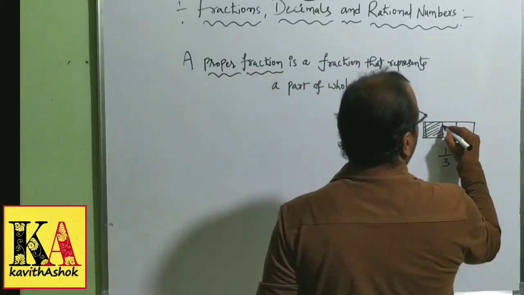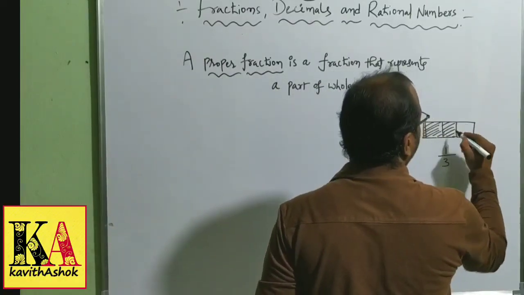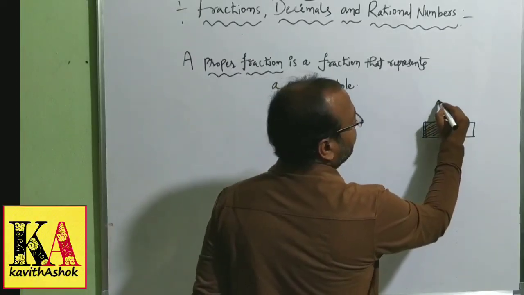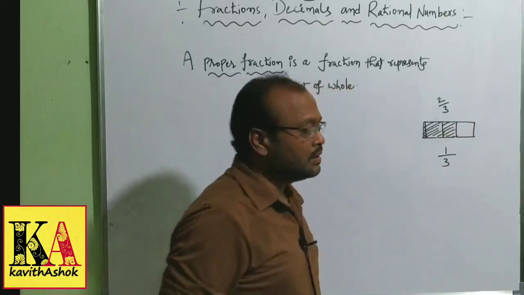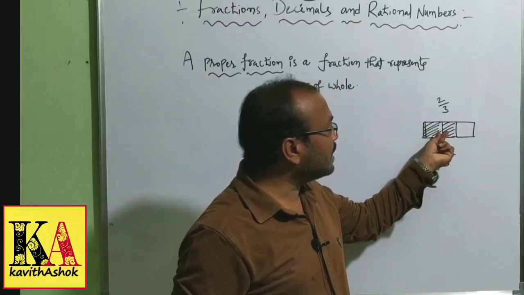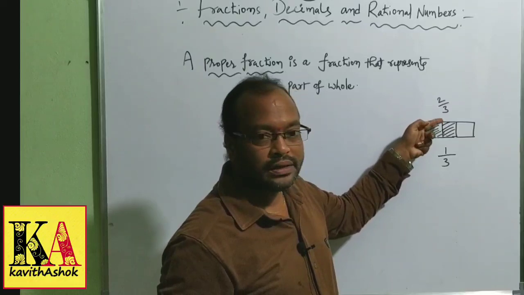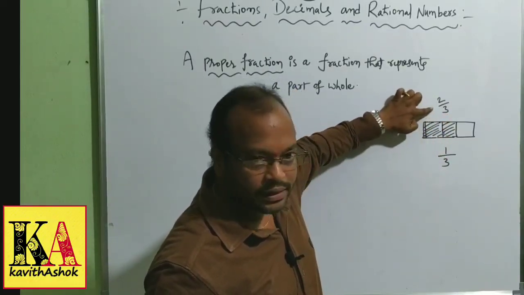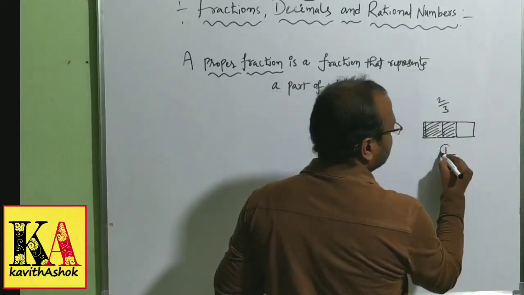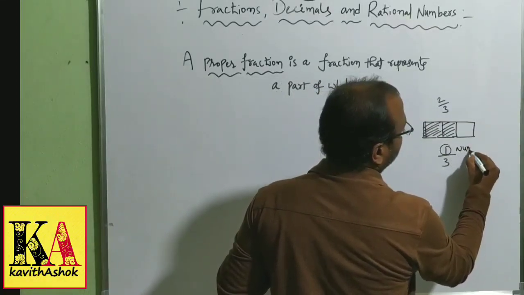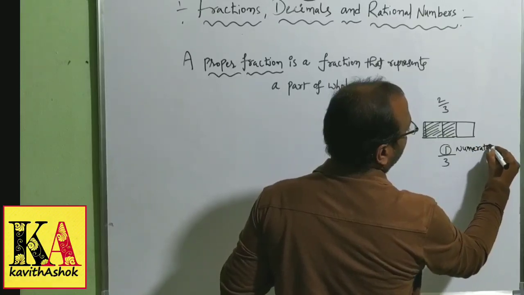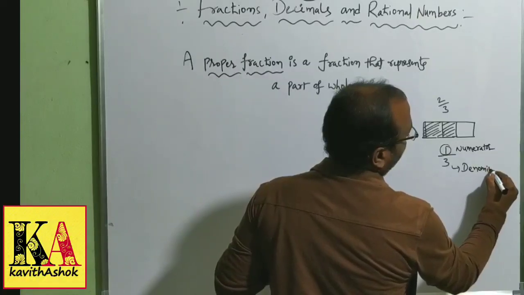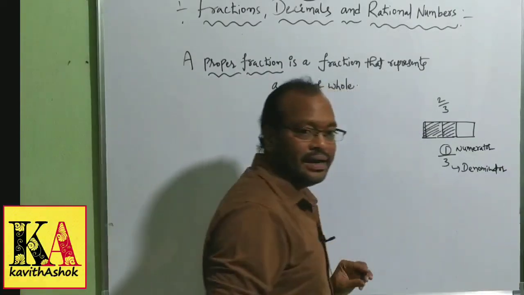In the same manner, now what will it become? Out of 3, 2 parts are shaded, so it becomes 2 by 3. In the total, 2 parts are represented. This is also a proper fraction. Look here, 1 by 3 and 2 by 3. We already know this part is the numerator and this part is the denominator.